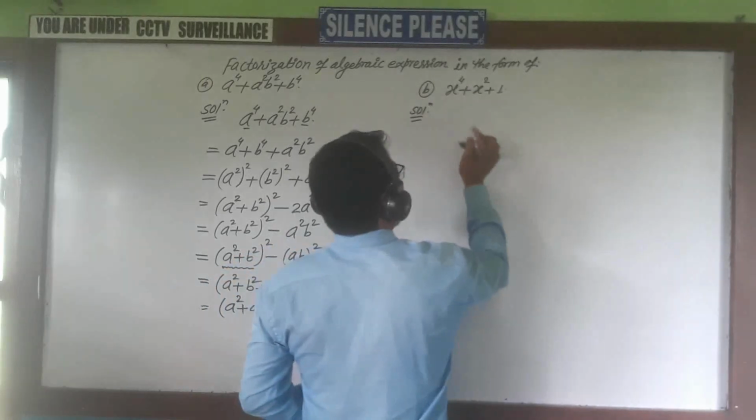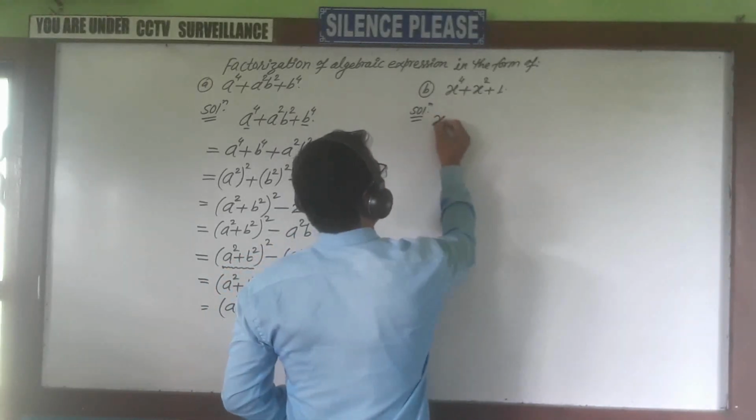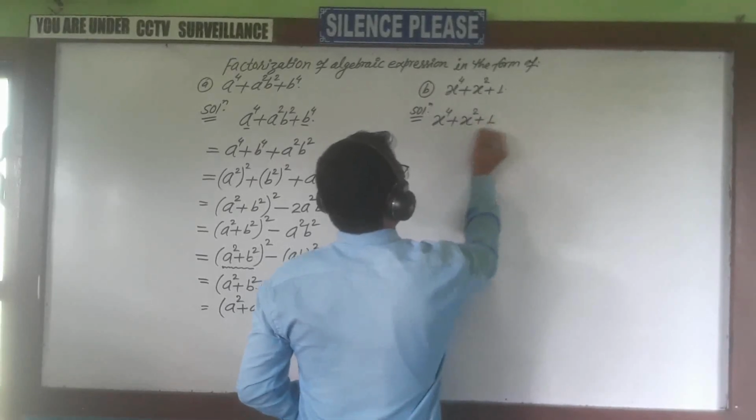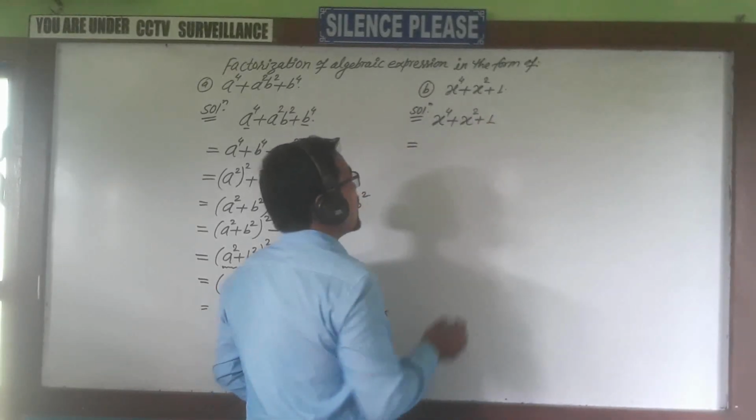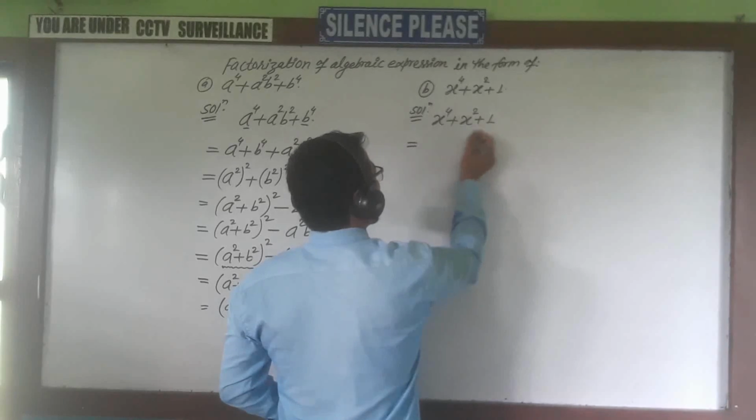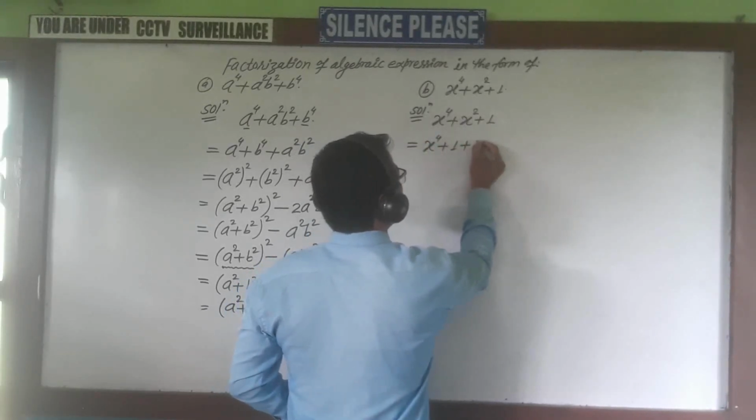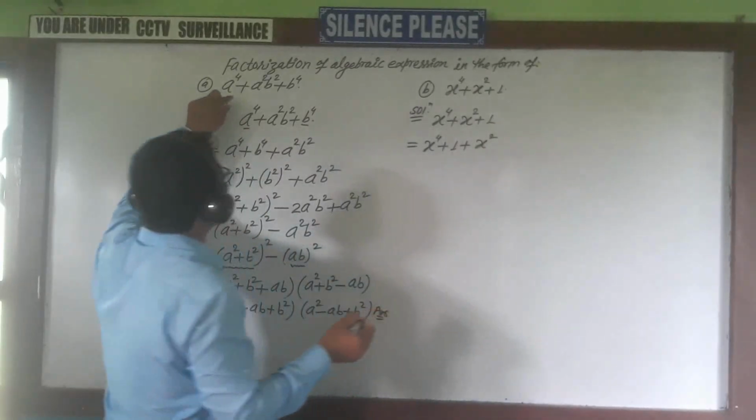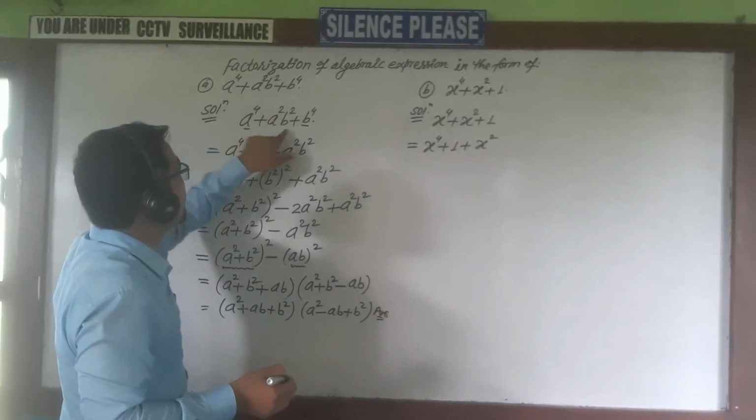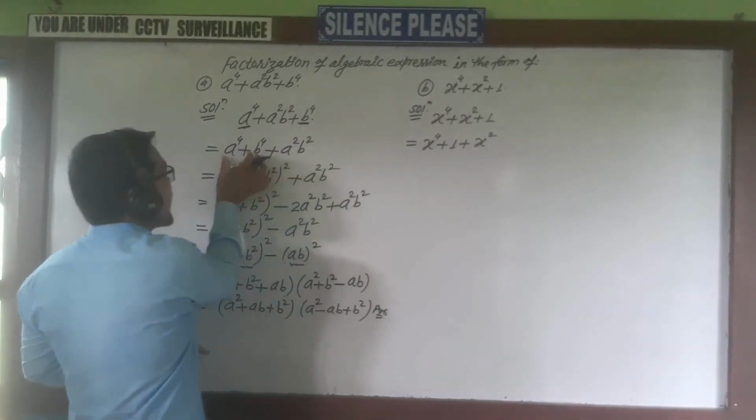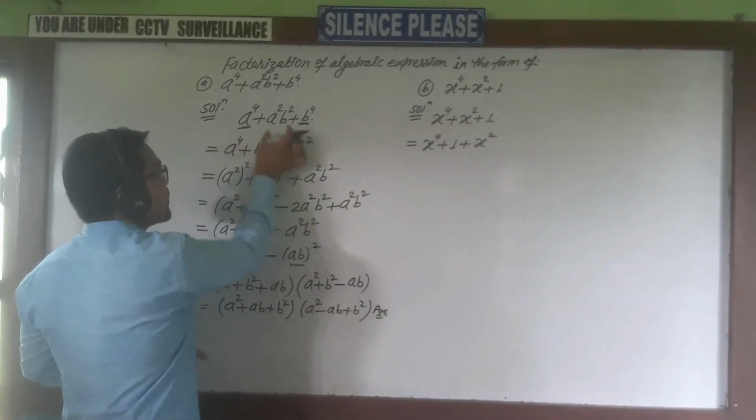This x power 4. This question is x power 4 plus x square plus 1. First of all, we have to write these two terms arranged together: x power 4 plus 1 plus x square, like this. It is like a power 4 plus a square b square plus b power 4. Here we arrange the first term and last term together, and we keep the middle term at the back.